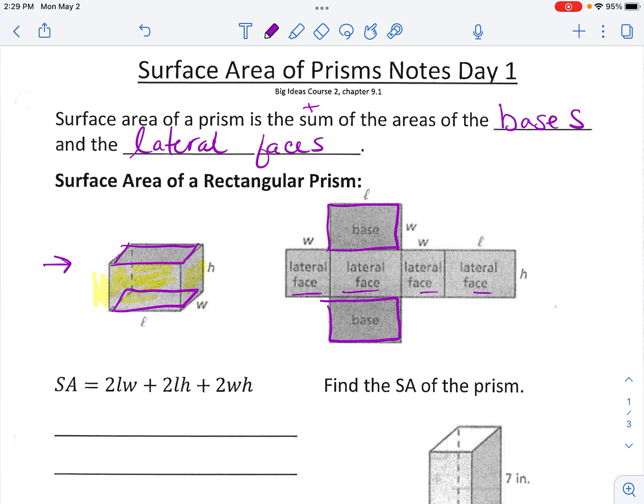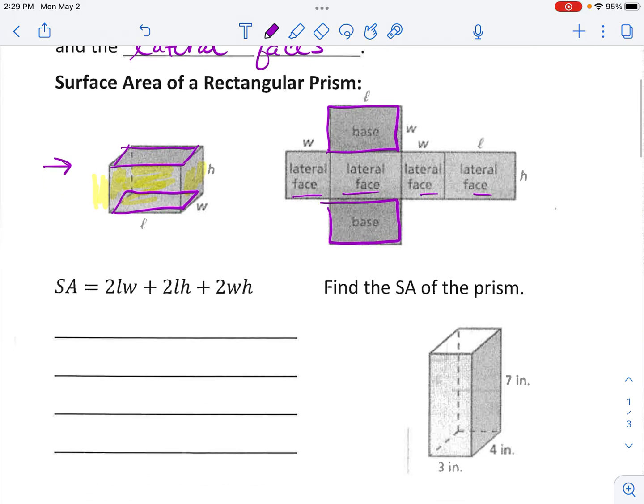Okay, so think about like wrapping a present. You're finding the area of all around the entire box or rectangular prism that you are wrapping. There is a formula that makes this a little bit easier: 2 times the length width plus 2 times the length height plus 2 times the width height.